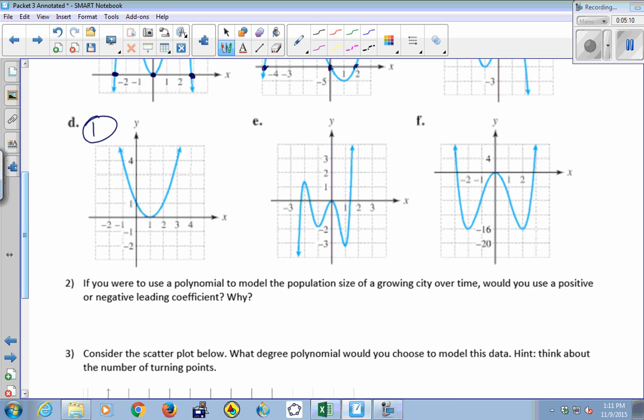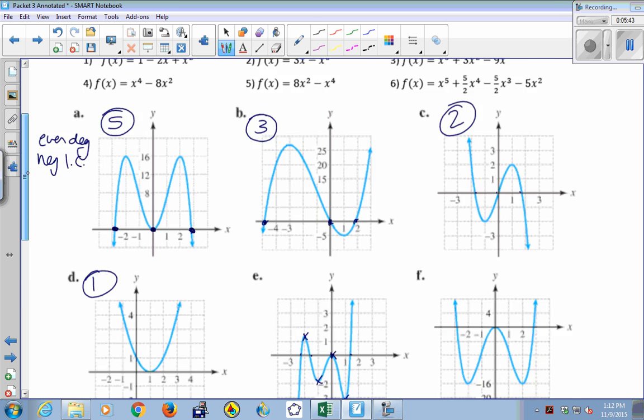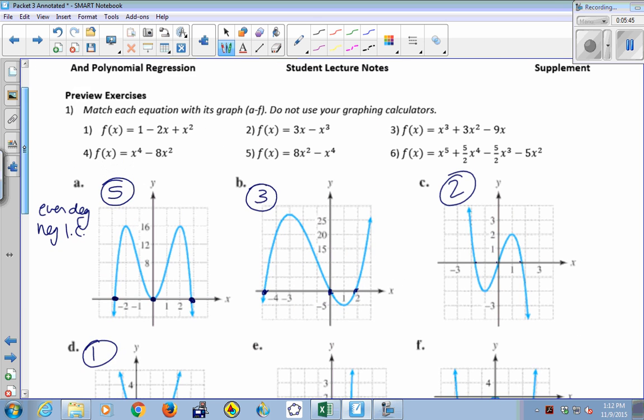Good. All right, now E has 1, 2, 3, 4, 5 x-intercepts, if you count the bounce off as multiplicity 2, which we do, right? It's got 5 x-intercepts and 4 extrema, right? The extrema are 1, 2, 3, 4. So I'm looking for at least degree 5. So I'm looking for degree 5, and the right arm is up, which means positive leading coefficient. Degree 5, positive leading coefficient, 6.